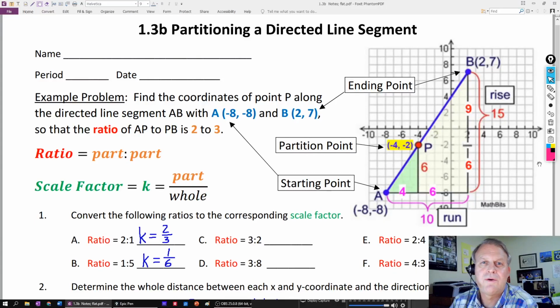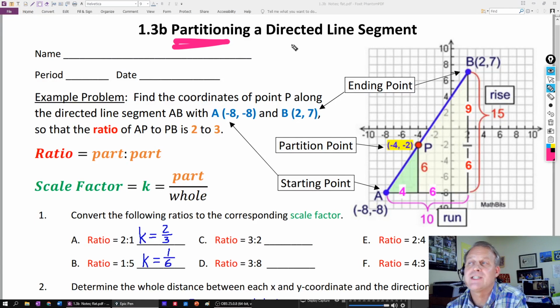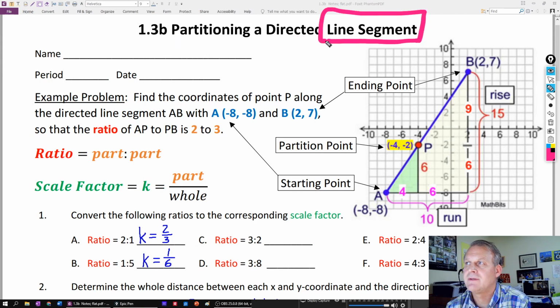Welcome. Our goal is to learn how to partition a directed line segment. So let's back up and get to the basics here. Line segment, you know what that thing is. So here's a line segment.